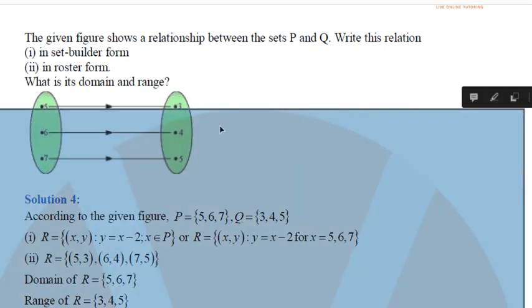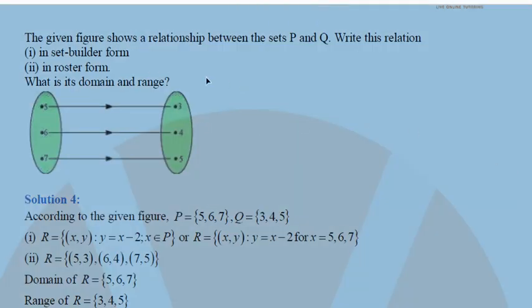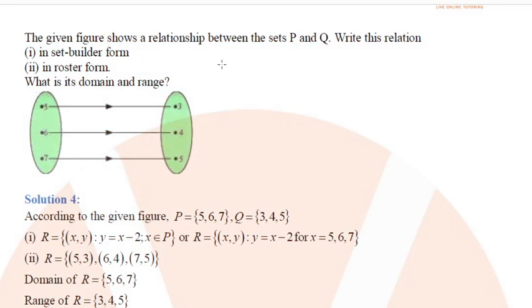Next, question 4. The given figure shows a relation between P and Q. Write down the set builder form. Set builder form means writing it like this, with P belonging to the set, in this way. Then in roster form, write the domain and range. First see here, this is the domain, this is the range.